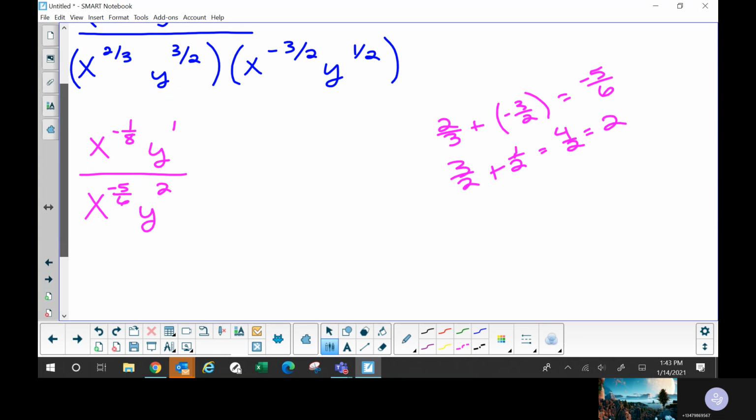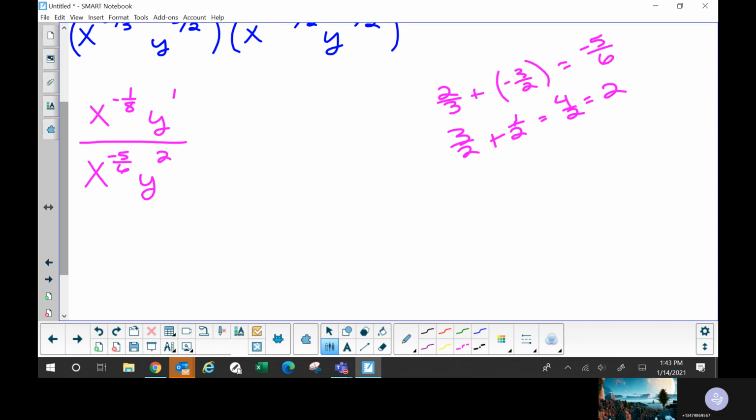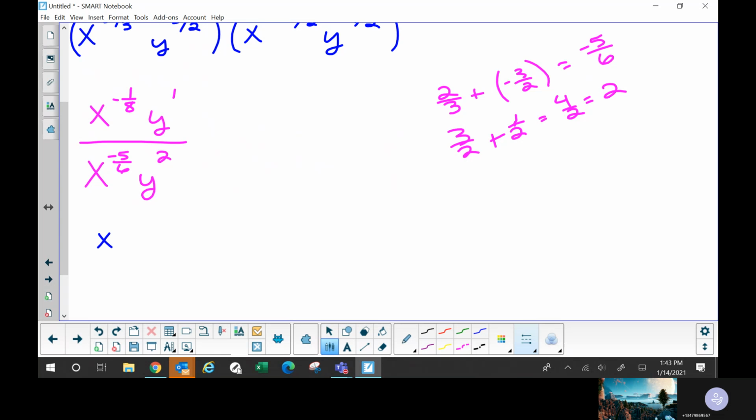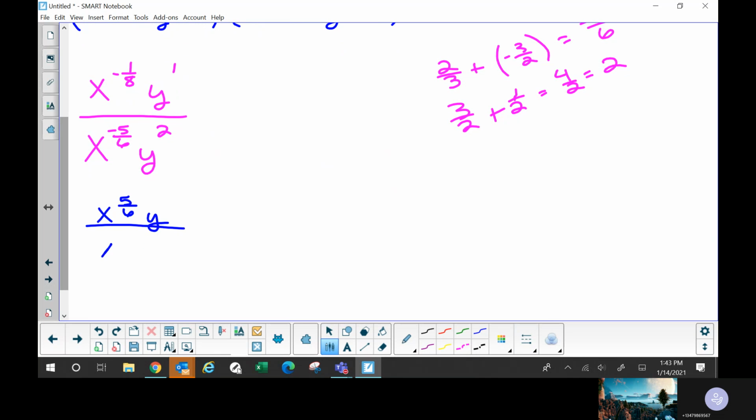What I like to do before I subtract, I need to get rid of those negatives. Okay, so I'm going to switch them. I'm going to move the x to the -5/6 to the top. That's going to make that exponent positive. I'm going to move the x to the -1/8 to the bottom, and that's going to make that exponent positive. So when you watch the video, it'll hopefully make a little bit more sense. Okay, so we have x to the +5/6 y on top. On the bottom, we have x to the +1/8 power y squared.